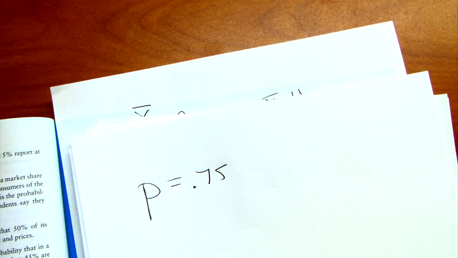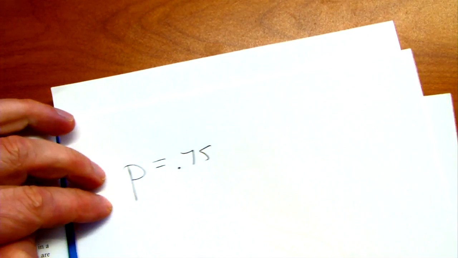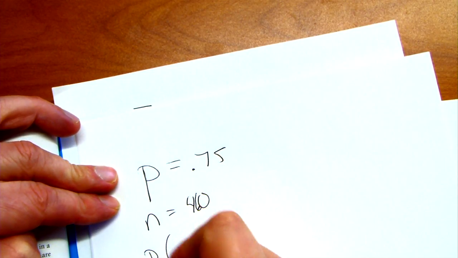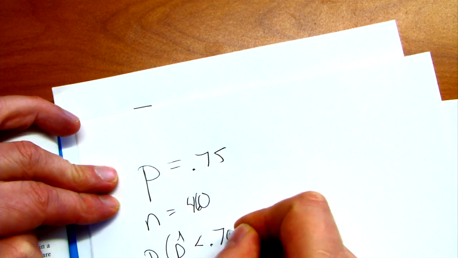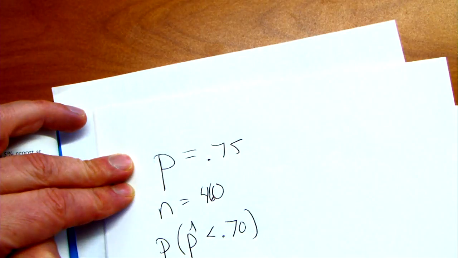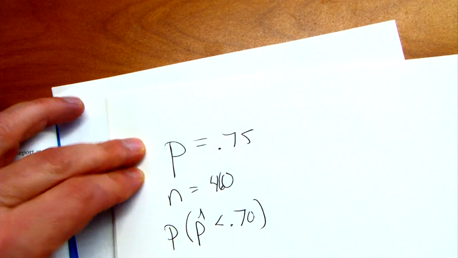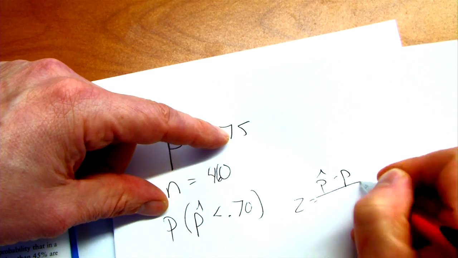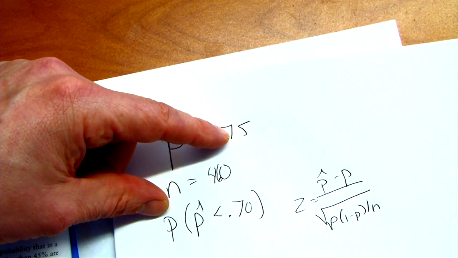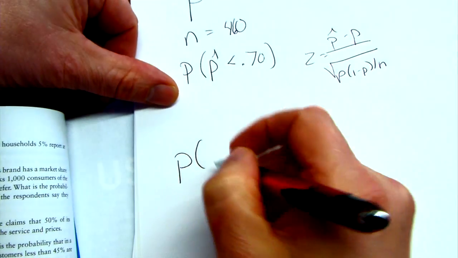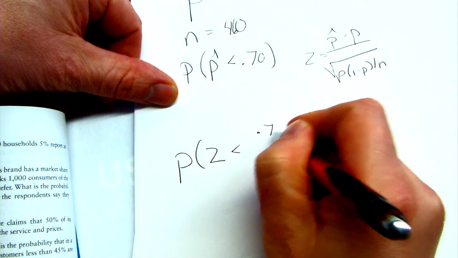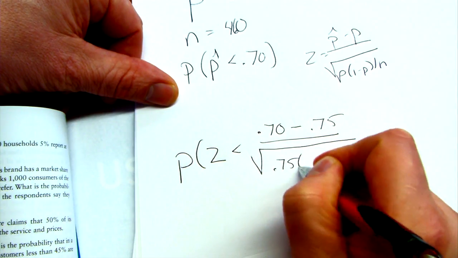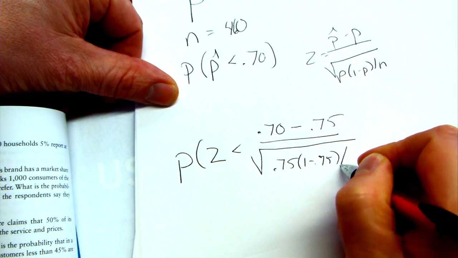So to see if there's any truth to that, we go out and sample 460. What are the odds that the sample comes out to be less than 70%? If it truly is 75% and we sample 460, what's the odds that it comes out to be less than 70%? Well, I need to convert that p hat to a z-value using the formula I just showed: P times 1 minus P divided by n under a square root. So the probability that z is less than 0.70 minus 0.75 over the square root of 0.75 times 1 minus 0.75 divided by n, which is 460.